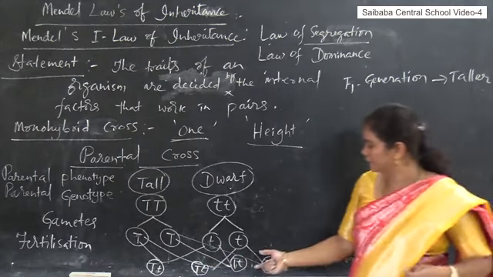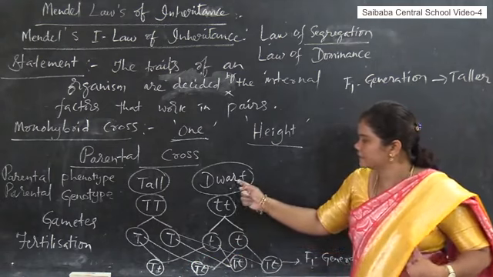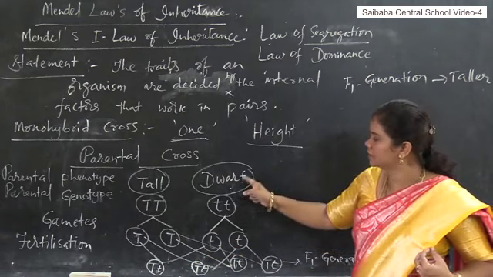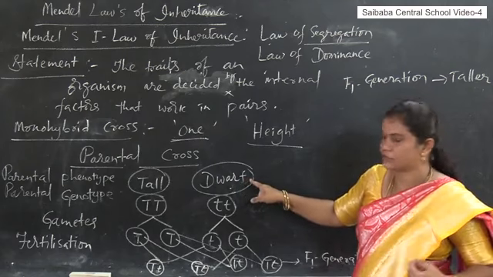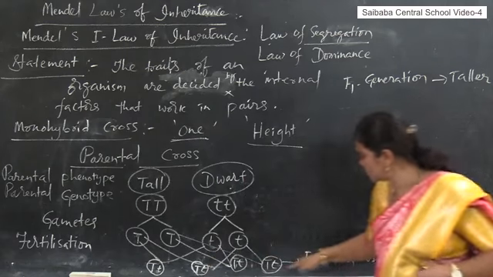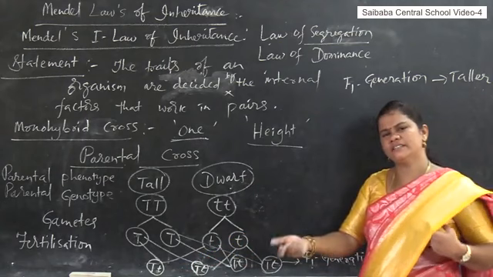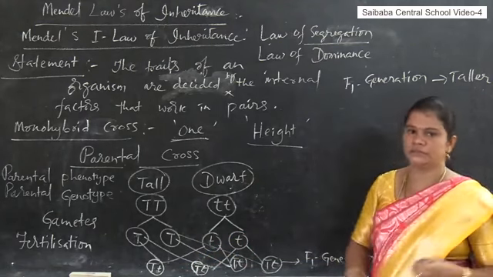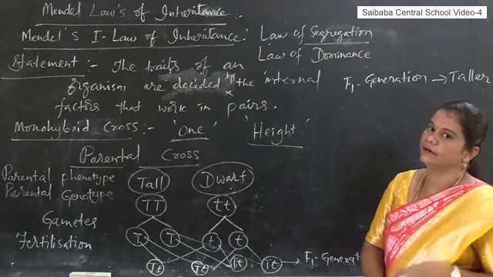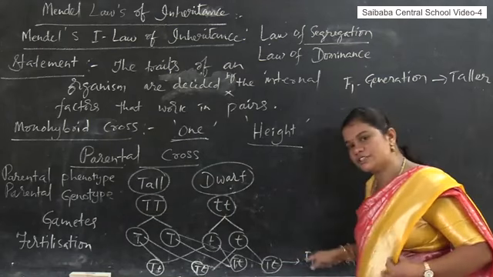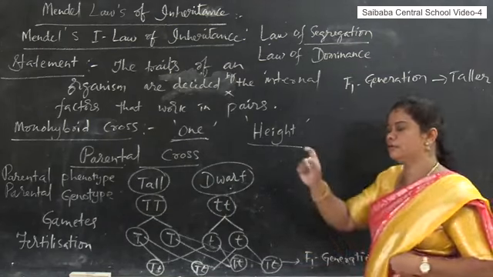So he got a doubt here. There is a dwarf parent. Where is the gene contributed by the dwarf parent? Even though one of the parents is short, in the F1 generation all have grown taller. How is it possible? That was his doubt. Are you getting my point? So he continued the experiment. In the F1 generation, all the plants grown taller.